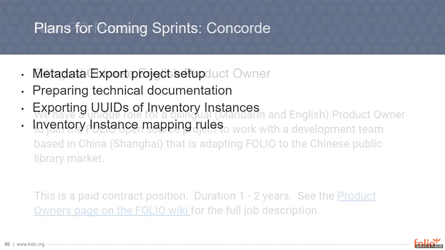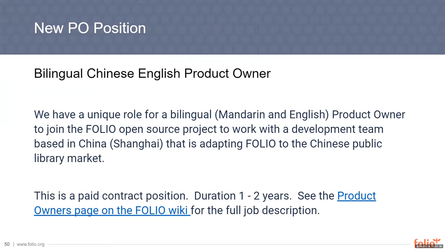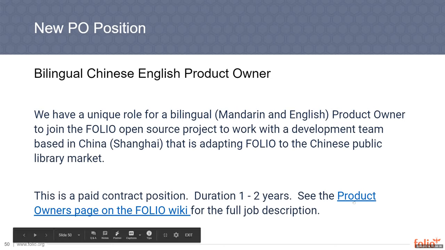And then finally, I just wanted to remind everyone that we are recruiting for a bilingual Mandarin English product owner position. This is to work with a FOLIO development team based in Shanghai that is adapting FOLIO to the Chinese public library market. It's a big team and a really cool opportunity. It's a paid position, a 1 to 2 year contract. So if you or anyone you know is interested, take a look at the full job description on the product owners page and reach out, because they are eager to get someone hired soon.